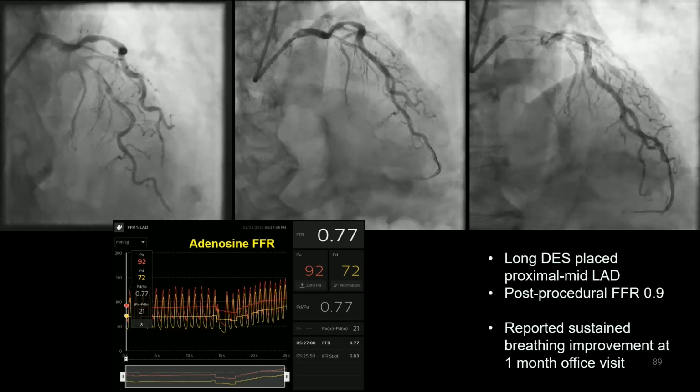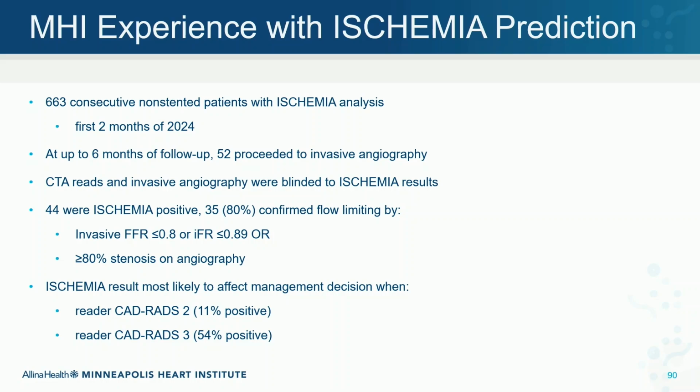So our accumulated experience with the ischemia tool, which we used also unselected for the first 3 months of this year, I'm summarizing it here, is 663 patients. As of last month, 52 went to invasive angiography. Of those, 44 were ischemia positive. Invasive angiography and CTA reads, again, were all blinded to ischemia results. And 35 of them turned out to be flow limiting either by flow wire measurements, or they had just outright very severe stenosis on angiography.